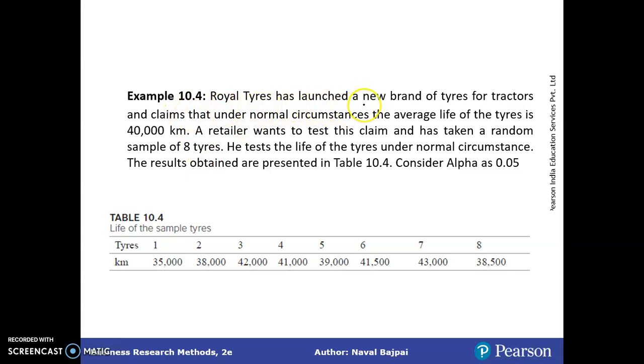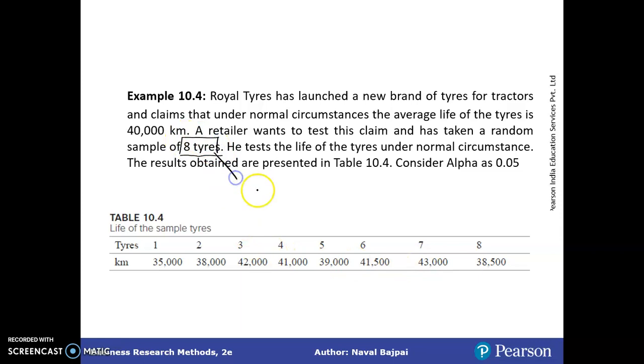Royal Tires has launched a new brand of tires for tractors and claims that under normal circumstances, the average life of the tires is 40,000 kilometers. A retailer wants to test this claim and has taken a random sample of 8 tires. He tests the life of the tires under normal circumstances. The results obtained are presented in the table.